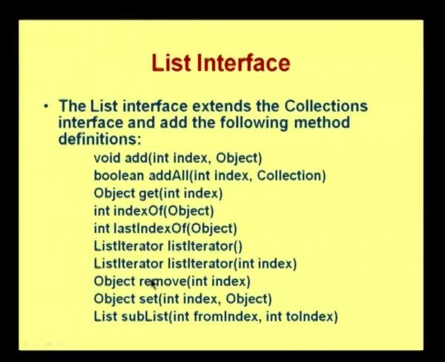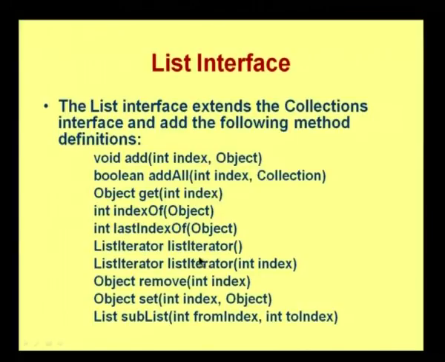Here you can look into the methods that are available. The list interface extends the collection interface and adds the following methods to the collection. These are all the methods other than what I have in my collection interface. Void add, I can add at a particular index an object; addAll, I can add a collection; and then I can get a particular object from that collection. Index of, I want to know the index of a particular object in the collection of objects. I want to know the last index. I can have the list iterator.